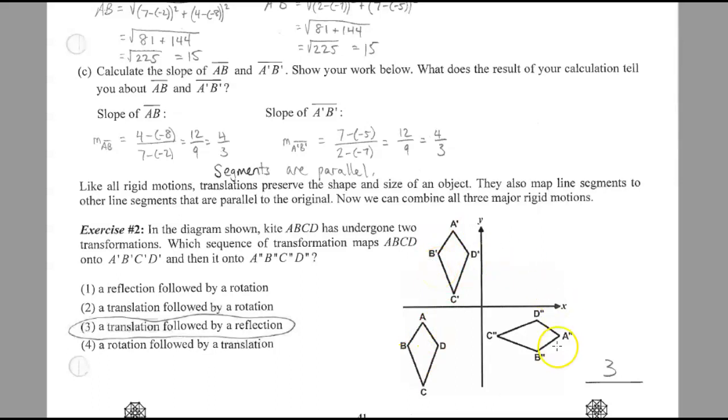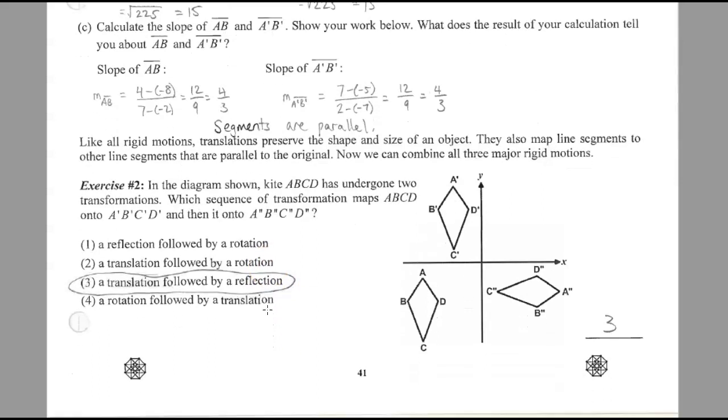Then when it moves, if you can tell, it looks like it's been rotated into quadrant 3, but it actually has undergone a reflection, because as you can tell, it goes A, D, B, C, and now it's A, B, C, D. So the orientation has changed. That's how we know that it's been a reflection and not a rotation. So translation followed by reflection is what we want there.